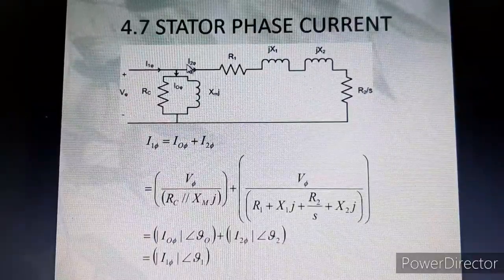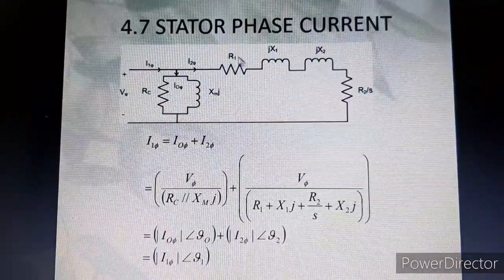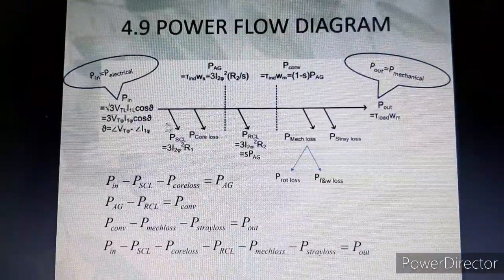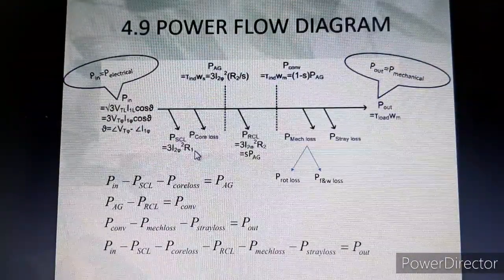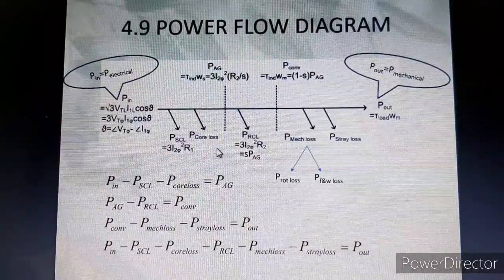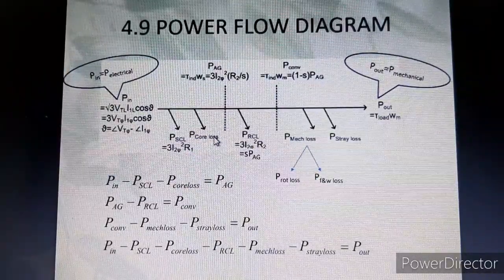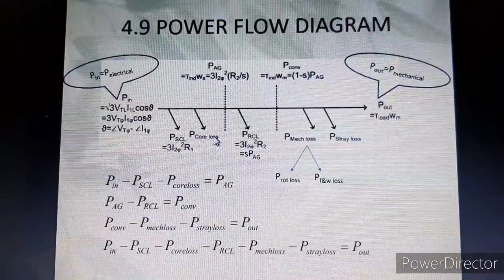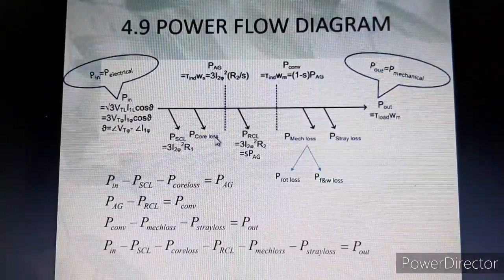So the current that flows through it is I2 phase. So the losses here are 3 I2 phase squared R1. Peak or loss, you don't have to calculate, but usually it will be given. Okay, if it's not given, then we can assume it's 0.